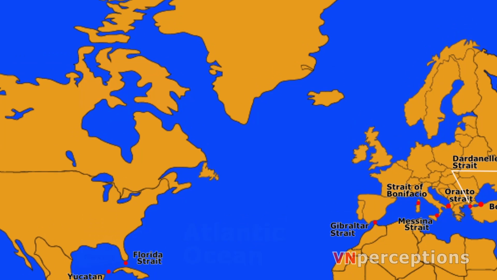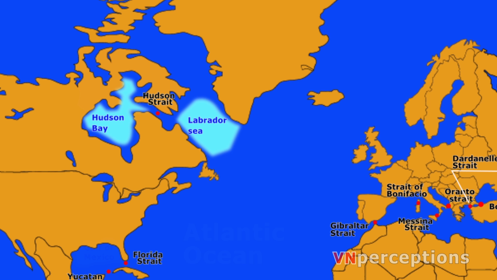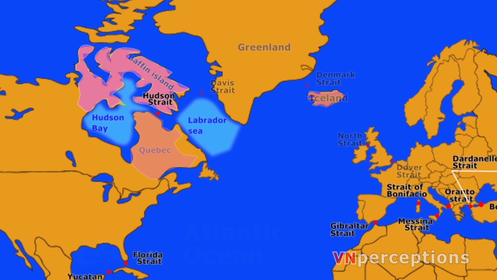Then it is the Hudson Strait. It links the Atlantic Ocean and Labrador Sea to Hudson Bay in Canada. This strait lies between Baffin Island and Nunavik with its eastern entrance marked by Cape Chidley in Quebec and Resolution Island of Baffin Island.